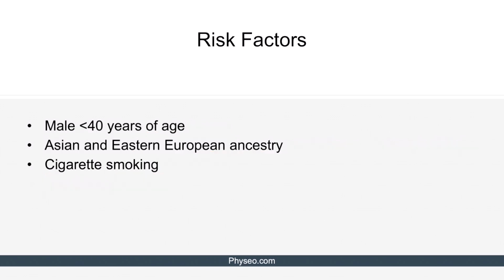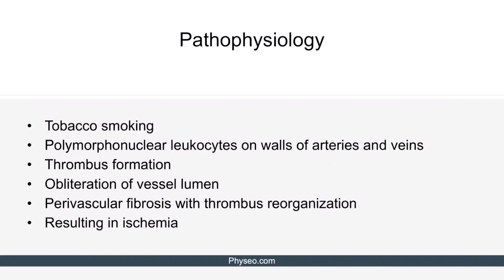Now let's talk about the risk factors. Males under 40 years of age are typically affected. Also, there's an association with Asian and Eastern European ancestry. Cigarette smoking is the biggest risk factor and the most commonly tested one. So let's move on and discuss pathophysiology. As we know, tobacco smoking is the most common trigger.